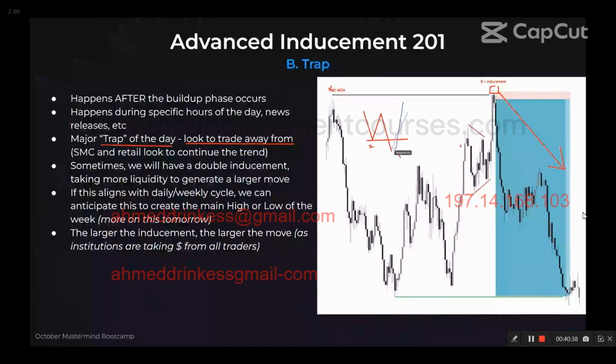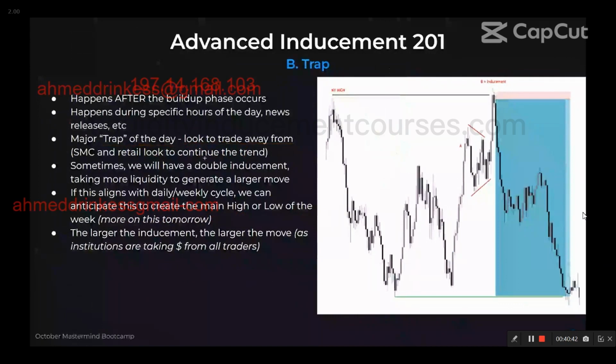Yes, TJ, yes, Sean, right? Trade away from the trap. So after the inducement is collected, you trade away from the trap. Let's practice with that.